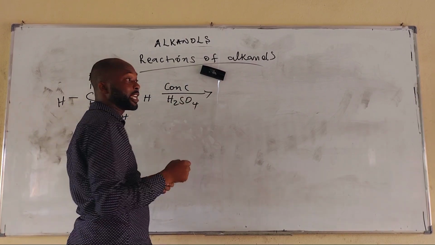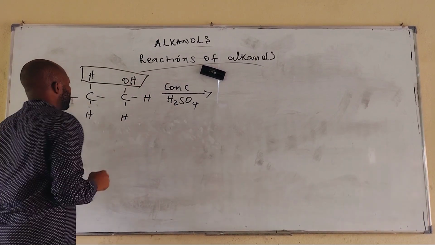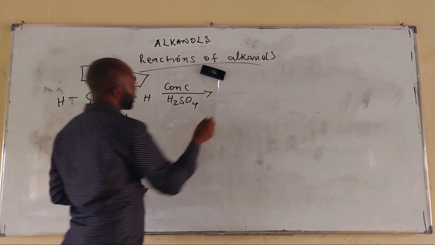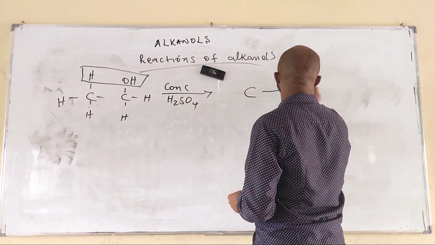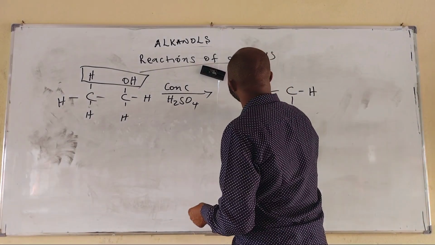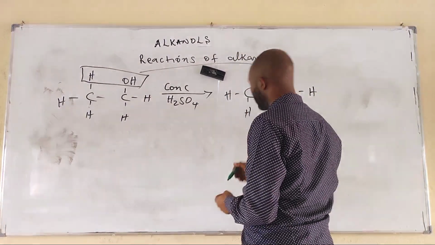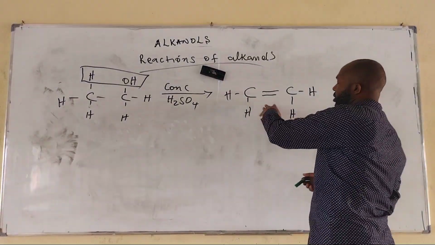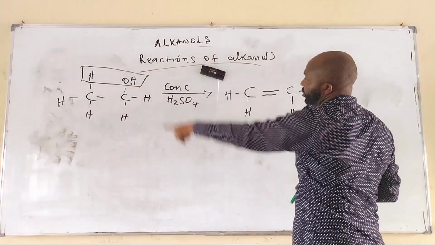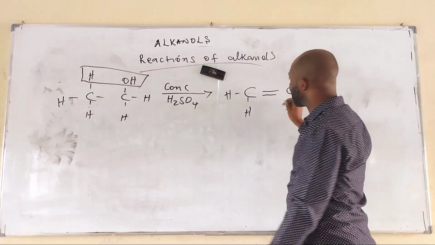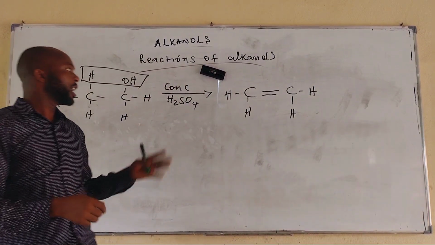Concentrated H2SO4 acts as a dehydrating agent, so it will lose water. This will be out, so this is what is left: hydrogen, hydrogen, hydrogen, hydrogen, and of course our double bond. This is how it works. When we hydrated it in the presence of this, it gave us that. So if you want to remove that water, it will give us this. So this is dehydration as one of the reactions of ethanol.